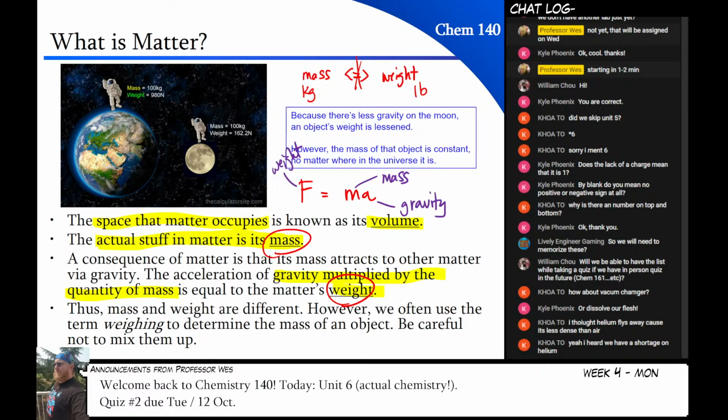So if we go over here to the space dude, right here, or space dudette. Dude is kind of gender neutral now, isn't it? I mean, if you're from California like I am, it is. You'll notice that this dude's mass is 100 kilograms and his weight is 980 capital N. Capital N is what is known as the Newton. I wrote that on the wrong side.